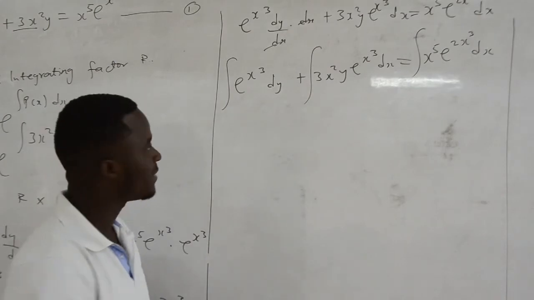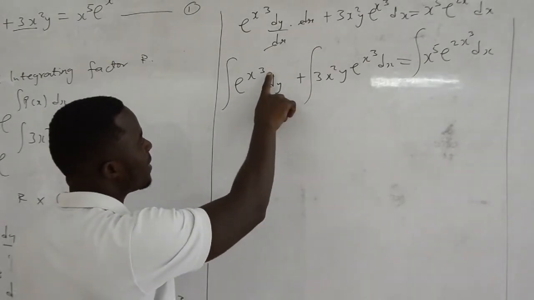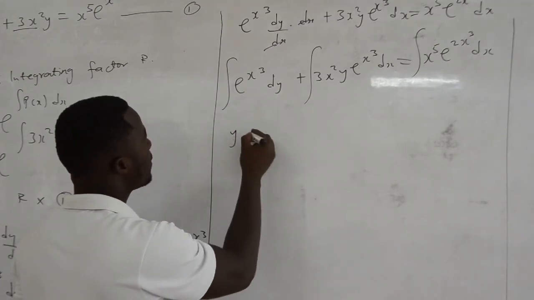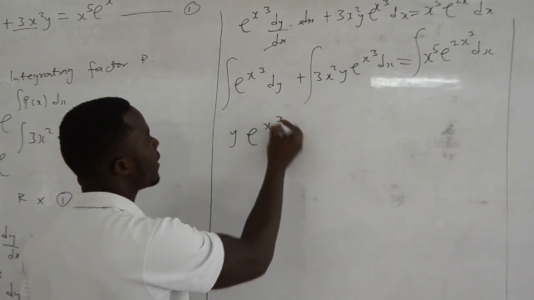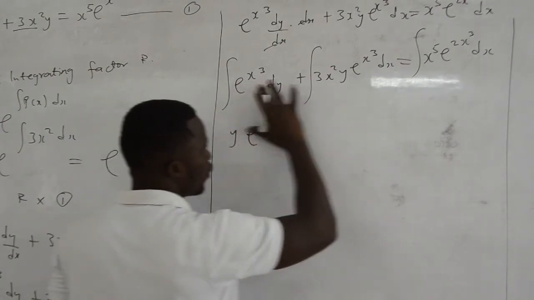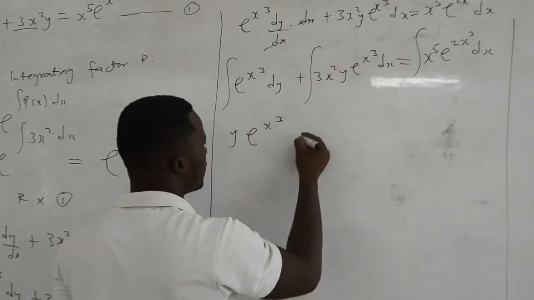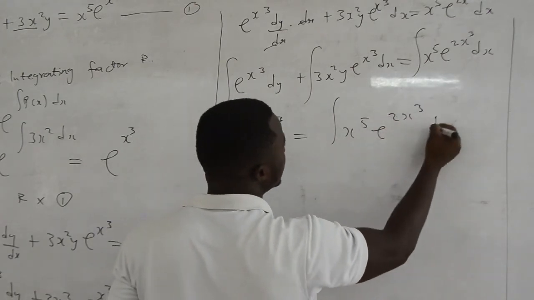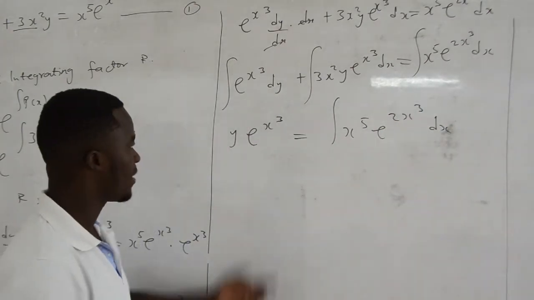So what I will do here is take your hand and cover the d. What is left here is y. Take the y and multiply it to this side. Then I'll have y e exponent x to the power of 3. Don't write anything again, just cancel this one. It is equal to the integral of x to the power of 5 e exponent 2x to the power of 3 dx. So we are done with the left side.